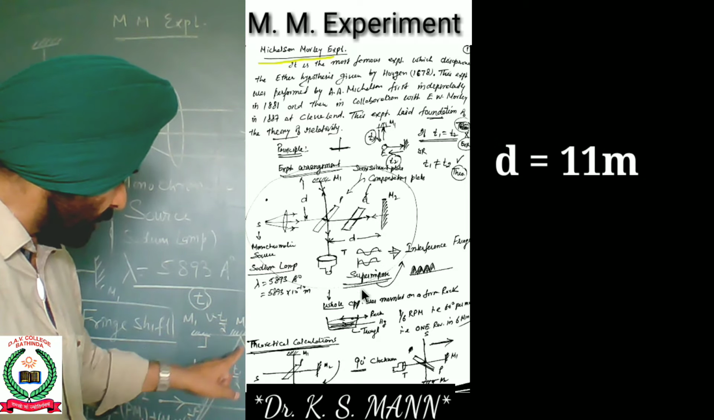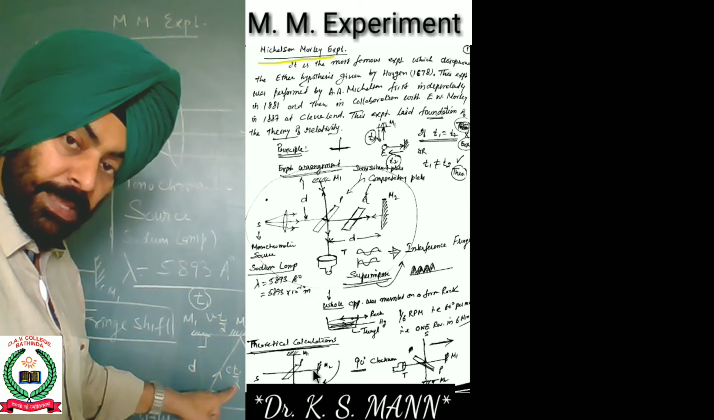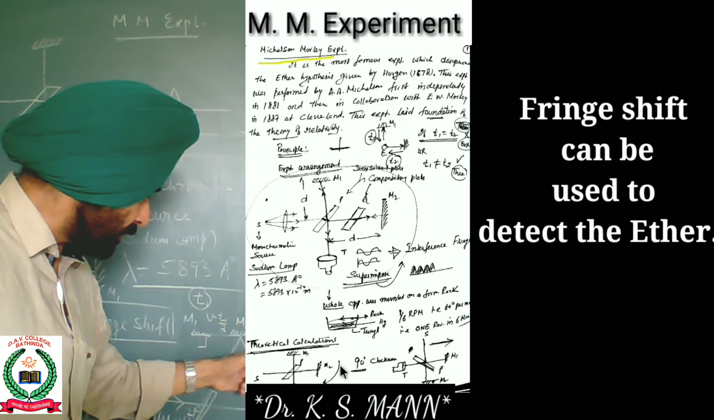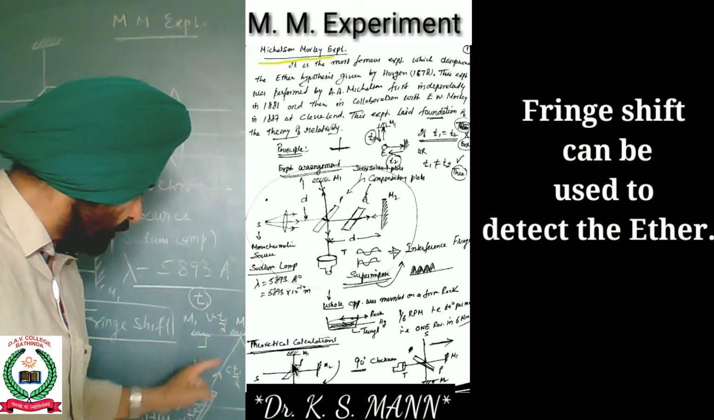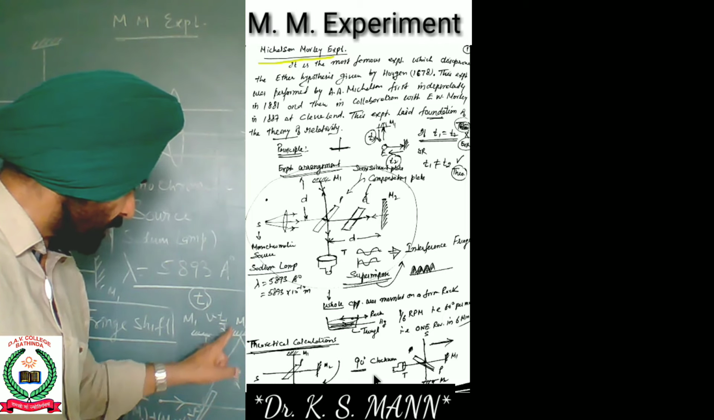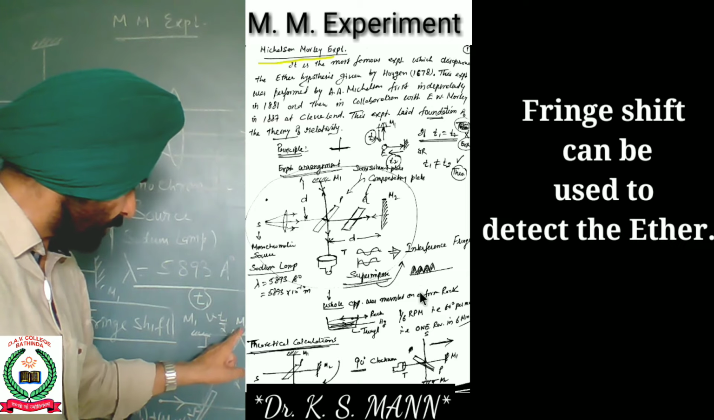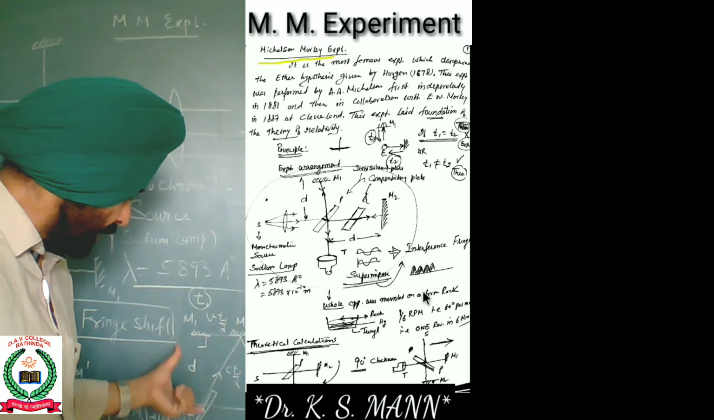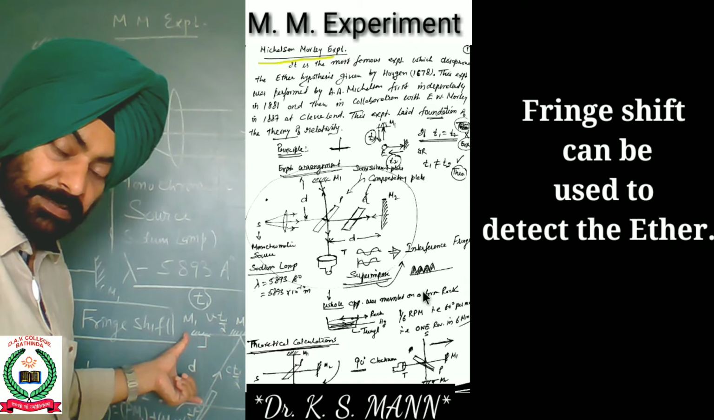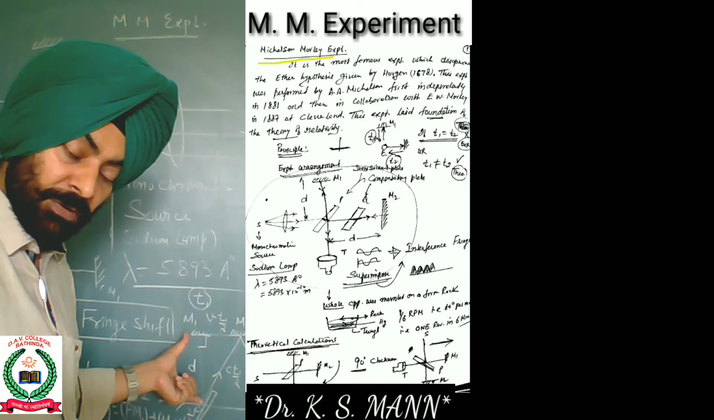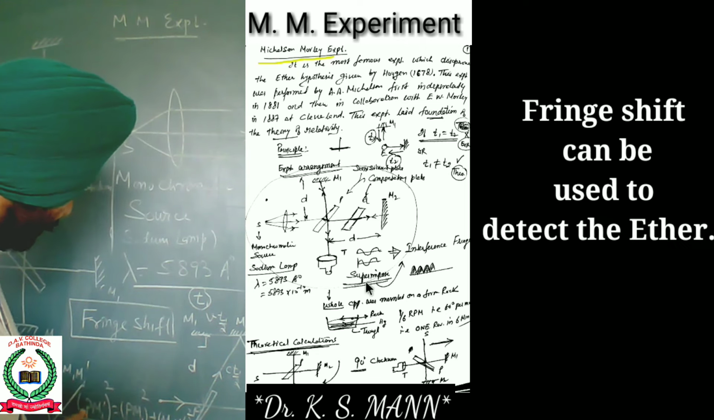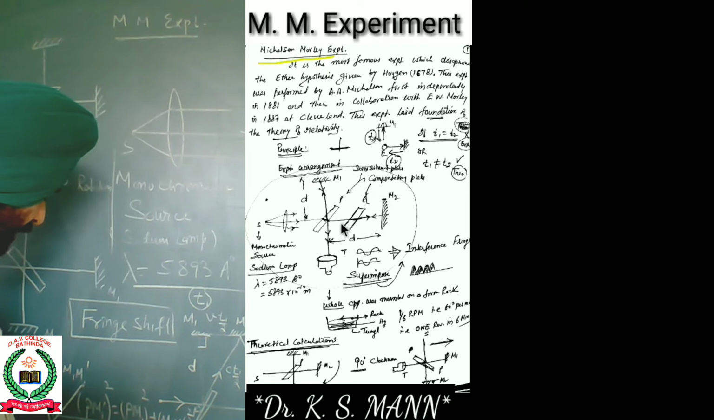The theoretical calculations involve that we first observe these fringes in the first position, in which the source is placed here and the telescope is there. After a 90-degree clockwise rotation, the telescope comes to this point, and again the fringe pattern is observed. If there is any change in the pattern or any shift in the fringes, it is noted, and that fringe shift can be used to detect the existence of ether.